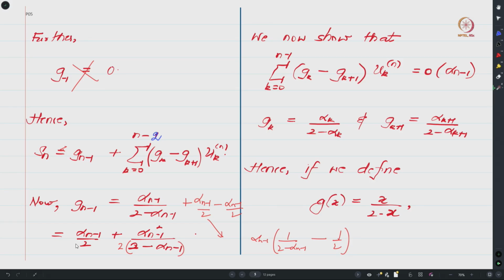So as a first step, we have shown that Sn is upper bounded by this sum, and the first term over here we have shown that it is having alpha n minus 1 over 2 as the dominant term, and the remaining term is little o of alpha n minus 1, right. In the remainder of this analysis, what we will show is this expression is actually little o of alpha n minus 1 over here. Okay, so this is what we are going to show.